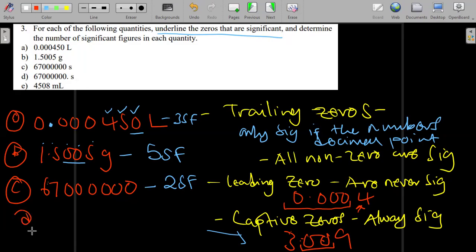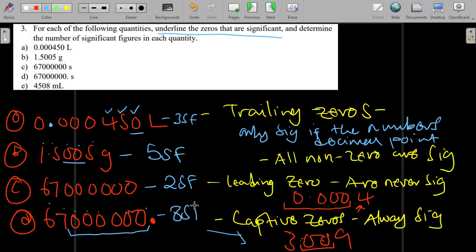Okay, D, we have 67000000 and a decimal point there. This decimal point here makes all these zeros significant. So this number will contain how many significant figures? 1, 2, 3, 4, 5, 6, 7, 8. 8 significant figures. So you always have to follow the rules.